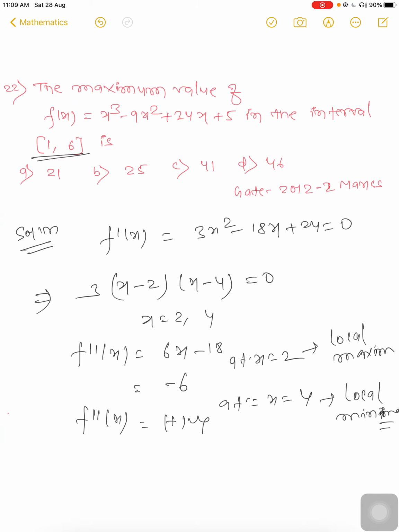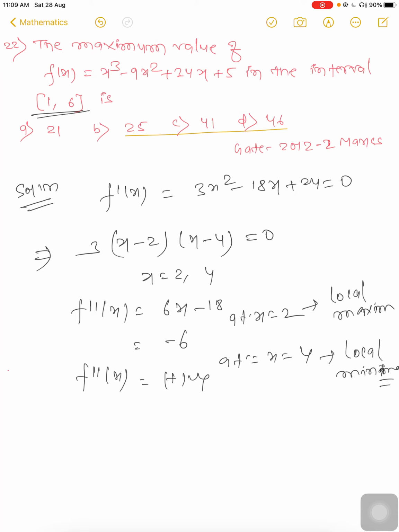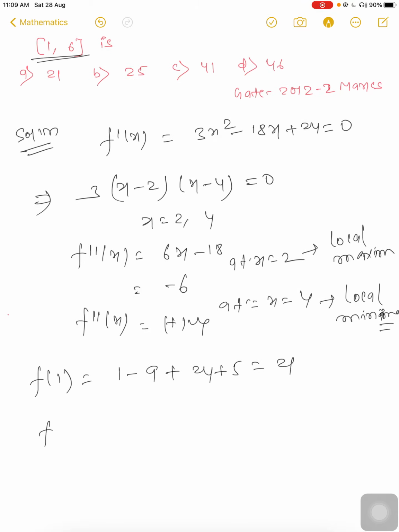Whenever the closed interval is given, put in the endpoint values of the interval. So f(1) is equal to 1 minus 9 plus 24 plus 5. Then how much will you get? 21.